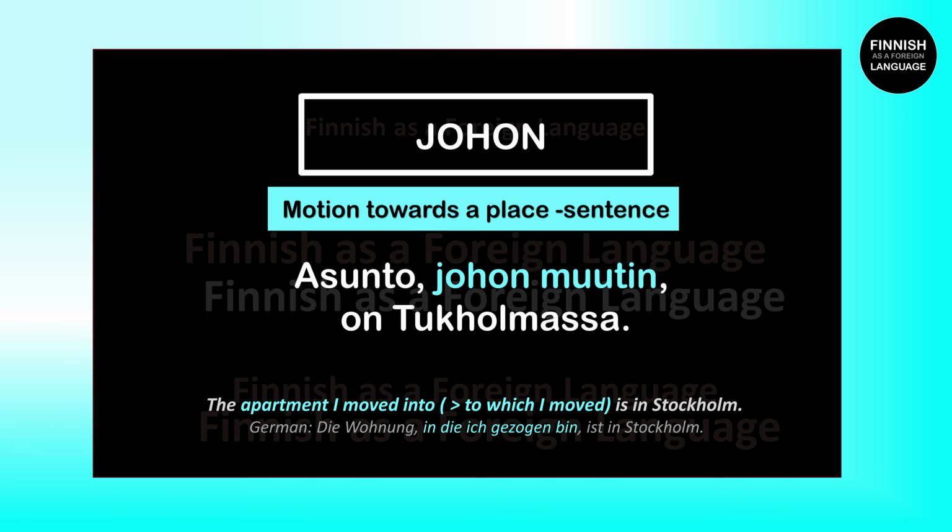Again, why do we use johon here? Because of the verb muuttaa, which means to move to. Remember, this verb is often followed by the ilative case because it implies motion towards a place. So when we want to say I moved to an apartment, we use the ilative case, hence johon for the relative pronoun. So here in this sentence, johon provides additional information about the apartment in Stockholm. The additional information is that I moved to this apartment. So let's repeat again. Asunto, johon muutin, on Tukholmassa. In English, the apartment I moved to or to which I moved is in Stockholm.